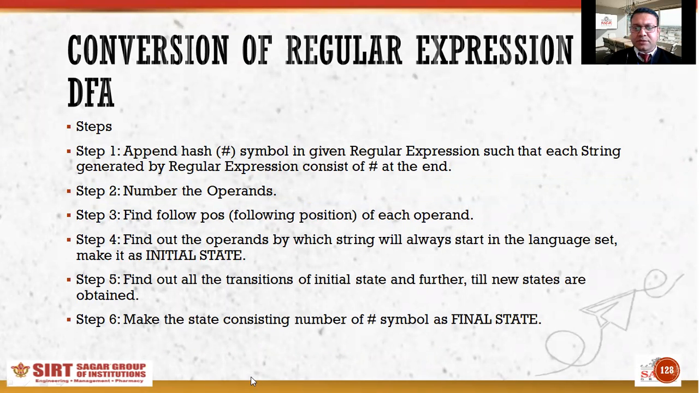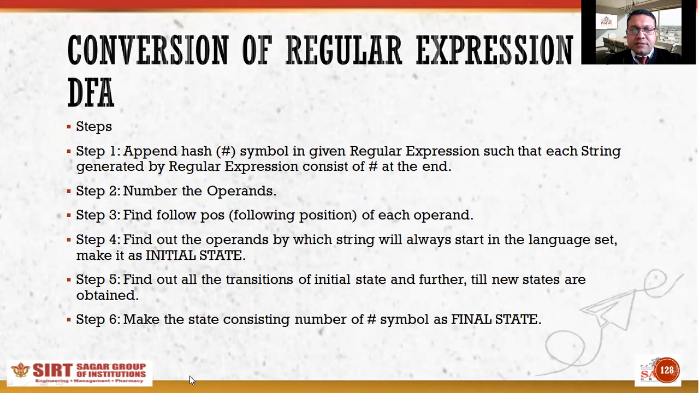So these are the steps which you have to follow while converting a given regular expression to a deterministic finite automata. So what are these steps? First of all, you have to append a hash symbol to any given regular expression in such a way that each and every string generated by that regular expression consists of hash at the end. You have to append that hash symbol in such a way.